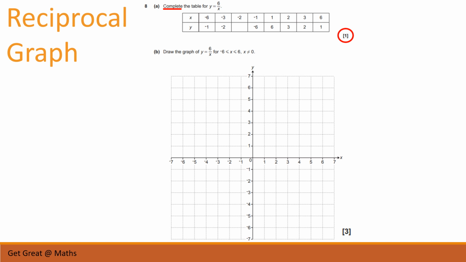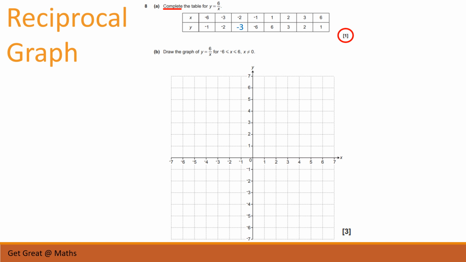So for example, if x is -6, 6 divided by -6 gives me -1, which is why y is -1 underneath it. We've got to work out when x is -2. So if x is -2, y is 6 divided by -2, which is -3. So all you've got to do is write -3 in the box.